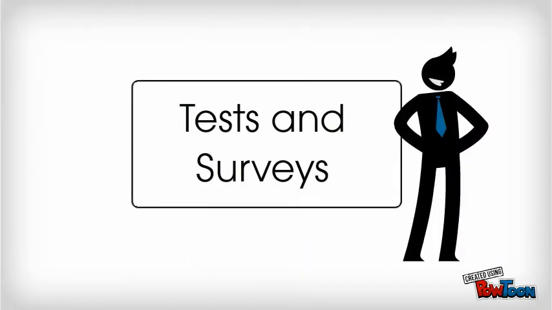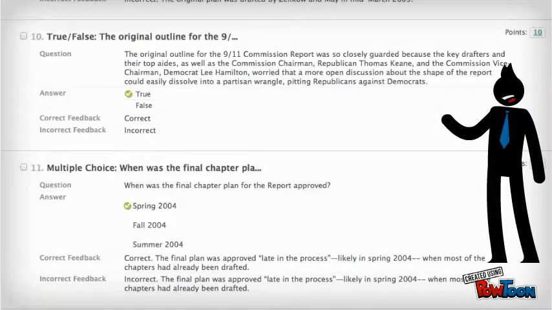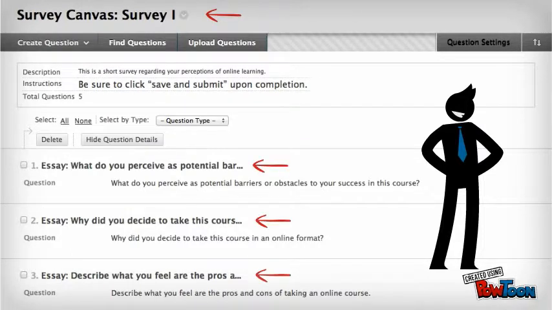Tests and surveys. Here we see a couple questions in Averting Failure in Foreign Policy. Tests can have multiple question types, such as true, false, or multiple choice. Here in Introduction to Educational Stats is a survey. Surveys are not graded and are useful for gathering student feedback.